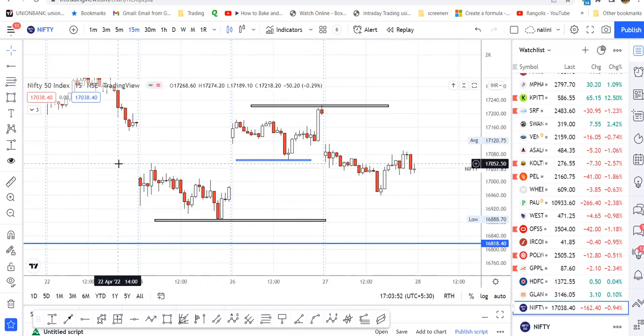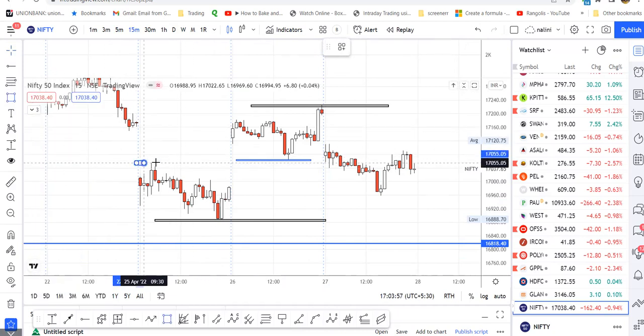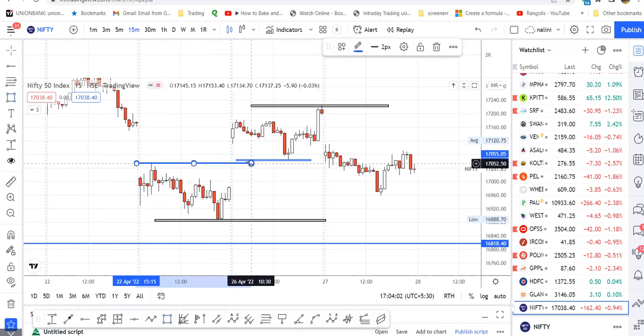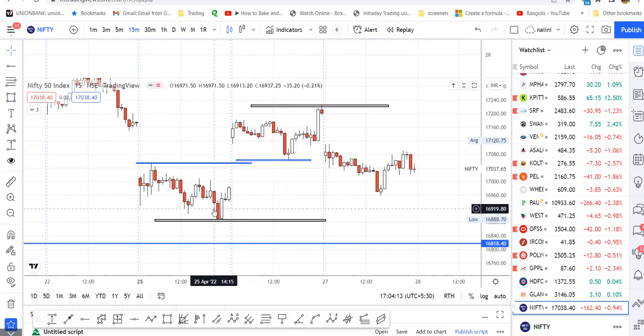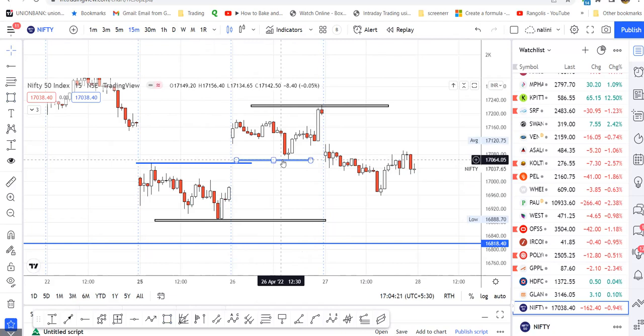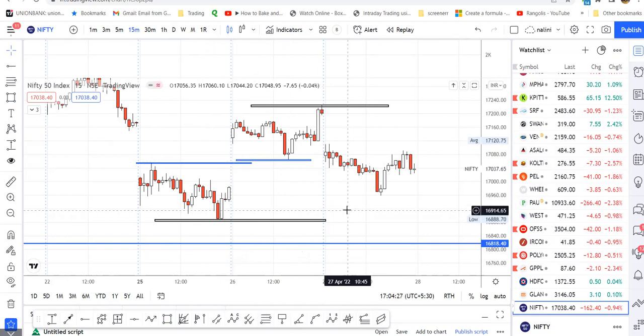And for the previous day, this was the high. It is coinciding. This level and this level are coinciding. So this is the roof and this is the base. Roof for the 25th day, and base for the 26th. What happened?